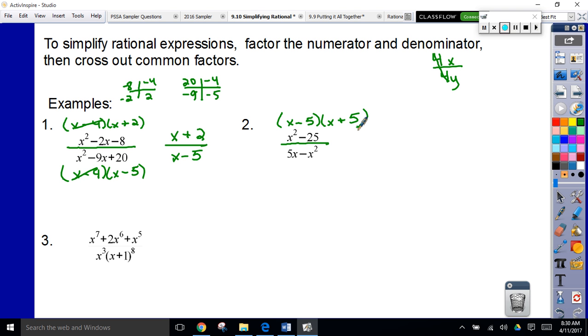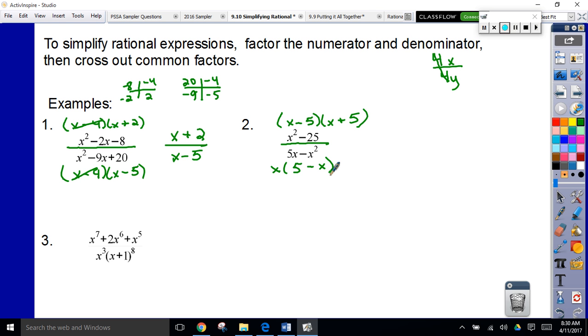Is the bottom a difference of squares? It doesn't appear to be, because you have a 5x and you can't take the square root of that. Is there any common factor that we could factor out? Okay, so when we factor out x, we get 5 minus x. Is there anything we can cross out? Are there any common factors on the top and bottom? Gretchen? X minus 5. They're almost the same, but they are swapped around.